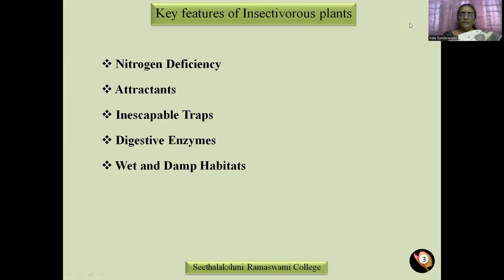The second important key feature is attractants. Insectivorous plants appear shiny and are colorful. Some of these have a sweet or pleasant odor and flavored nectars by which insects get easily attracted. Thus, when insects approach the plants, they are trapped and digested by the plants with the help of these juices or enzymes.